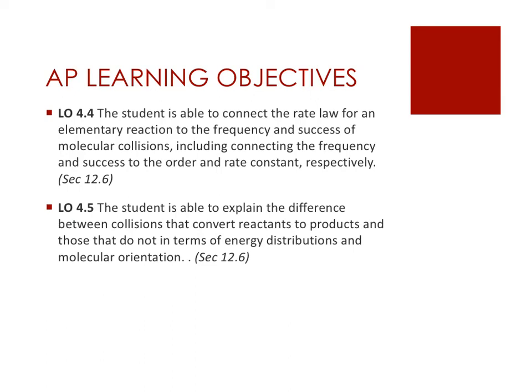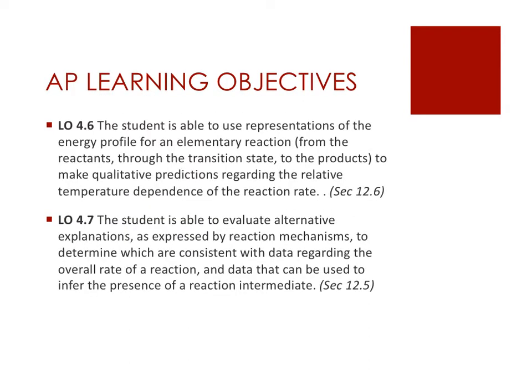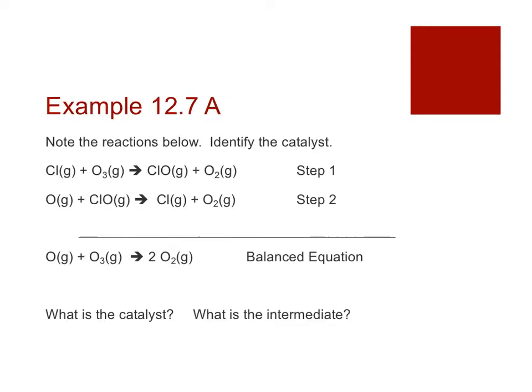Okay, here are some of the learning objectives to wrap up chapter 12. There's 12.6 and some other ones. And we're going to go a little out of order here in our book, but we're going to start by identifying, in balanced equations, catalysts and intermediates.